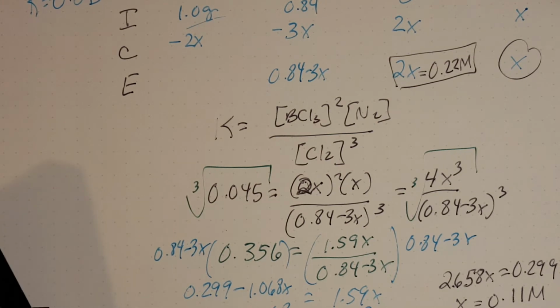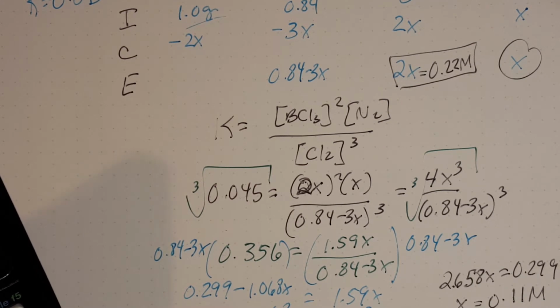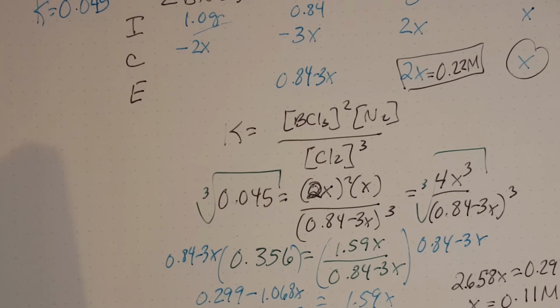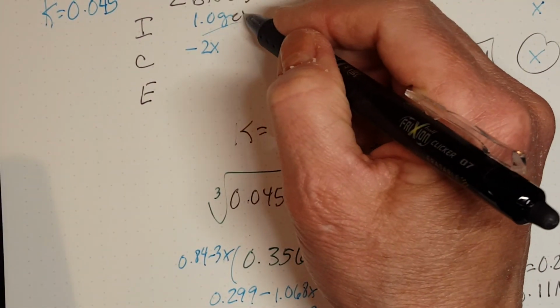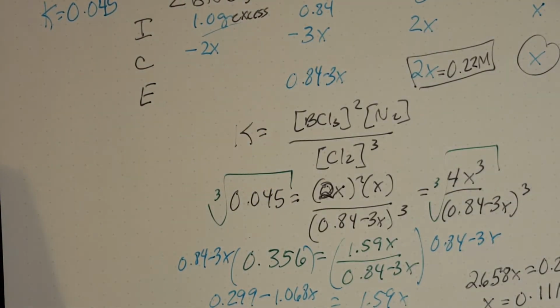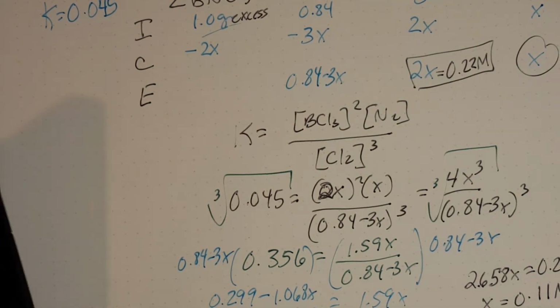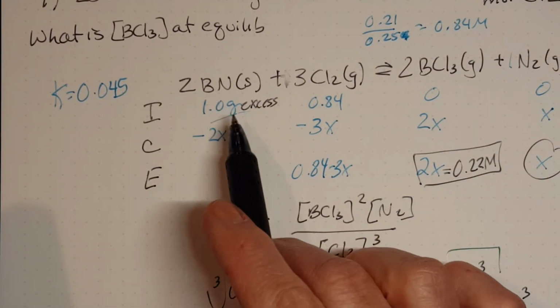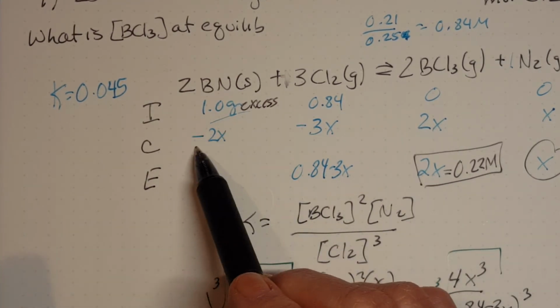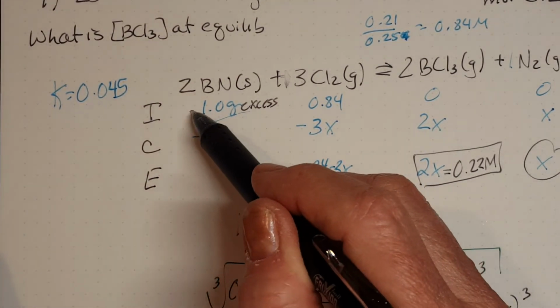Okay, and then the question now is, part 2 says, would the reaction achieve equilibrium if the flask initially contained 1 gram of BN solid? Support your answer with calculations. So we were told initially we had 1 gram of excess. And now the question says, would we get to equilibrium if we only had 1 gram of this, not 1 gram extra? So we were told initially we had whatever we needed plus 1 gram of extra.